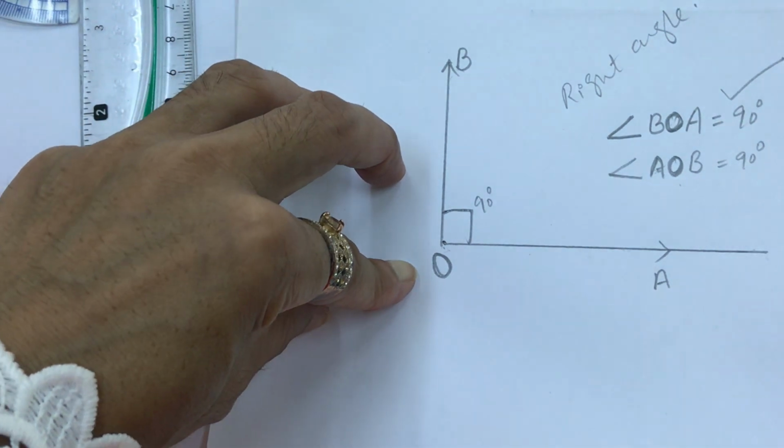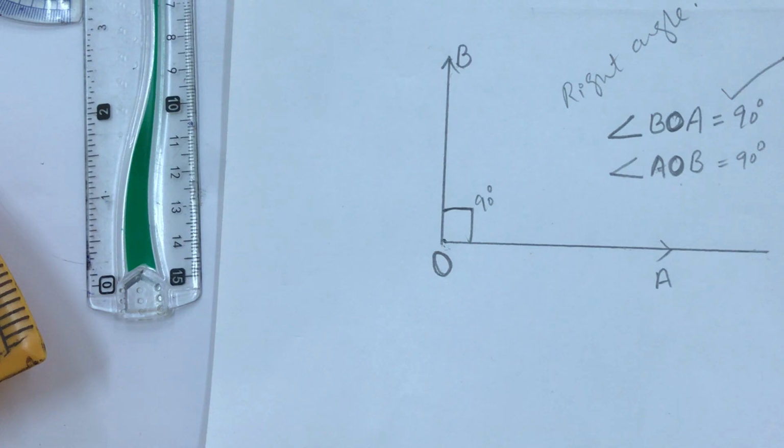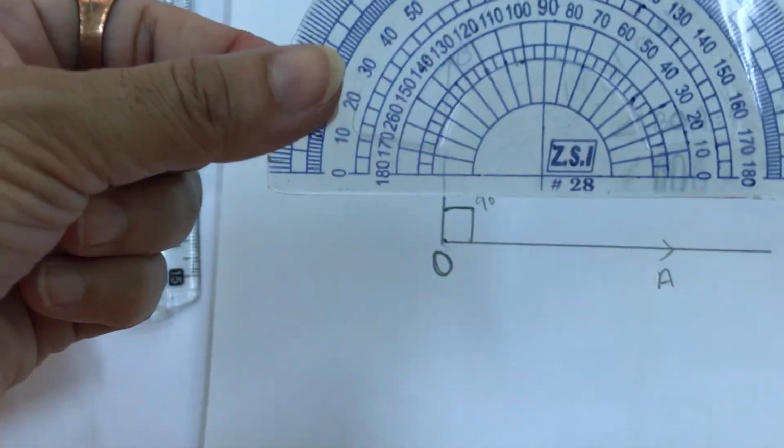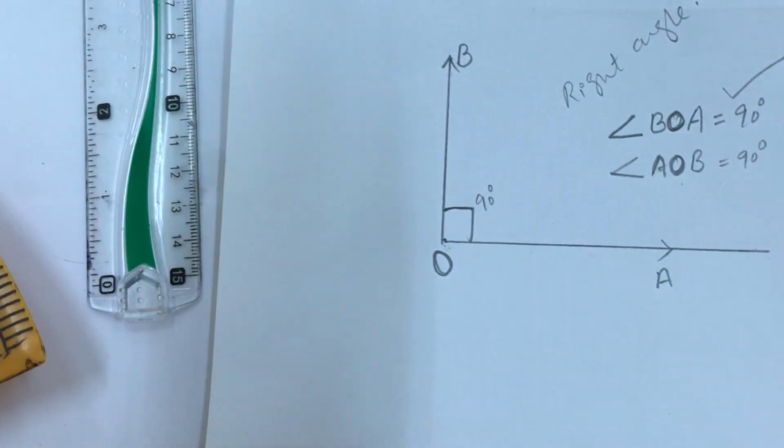Clear? I hope so. You have learned in this lecture how to construct a right angle. Now practice this construction by yourself. Try to draw the right angle again and again, so that you can understand how to use this protractor in the correct way. Okay, thank you.